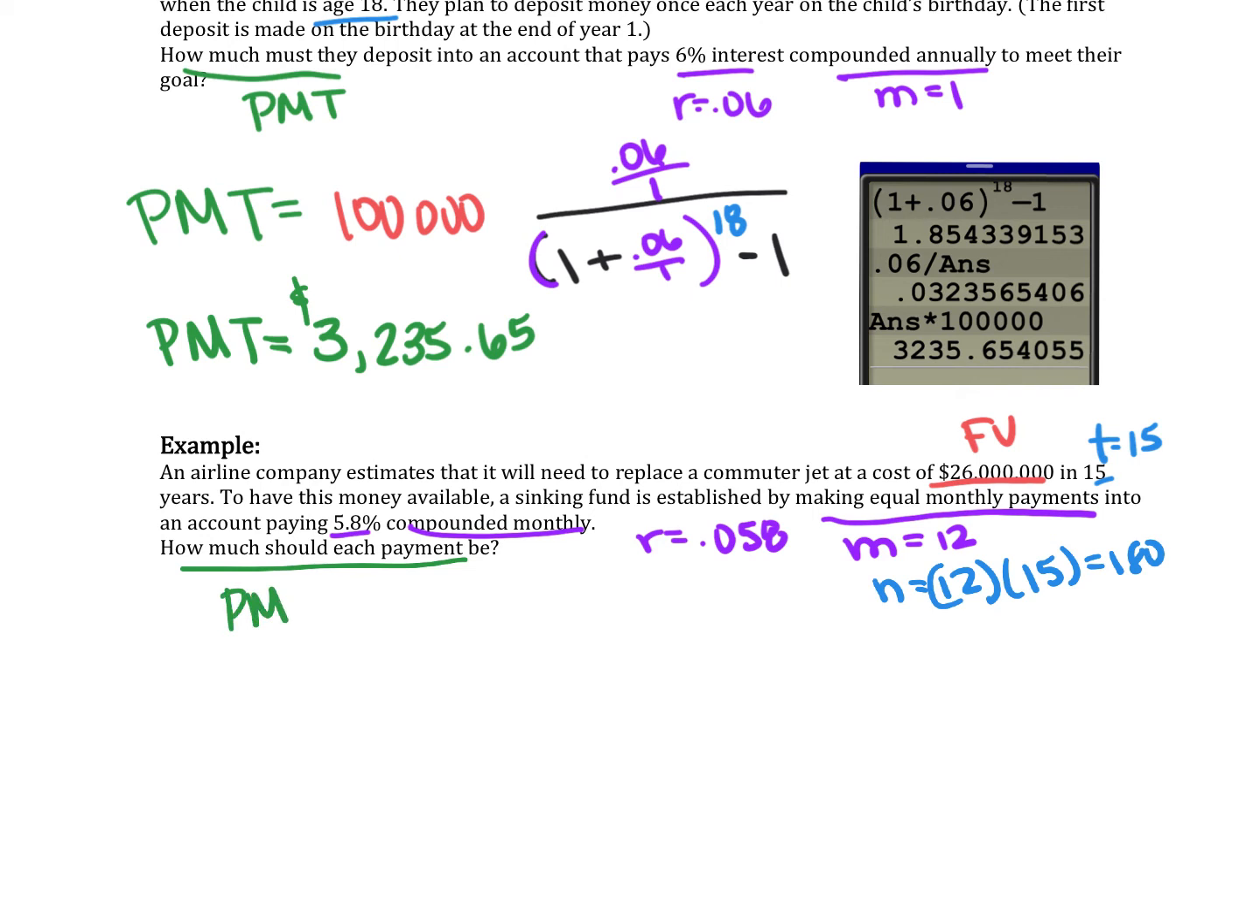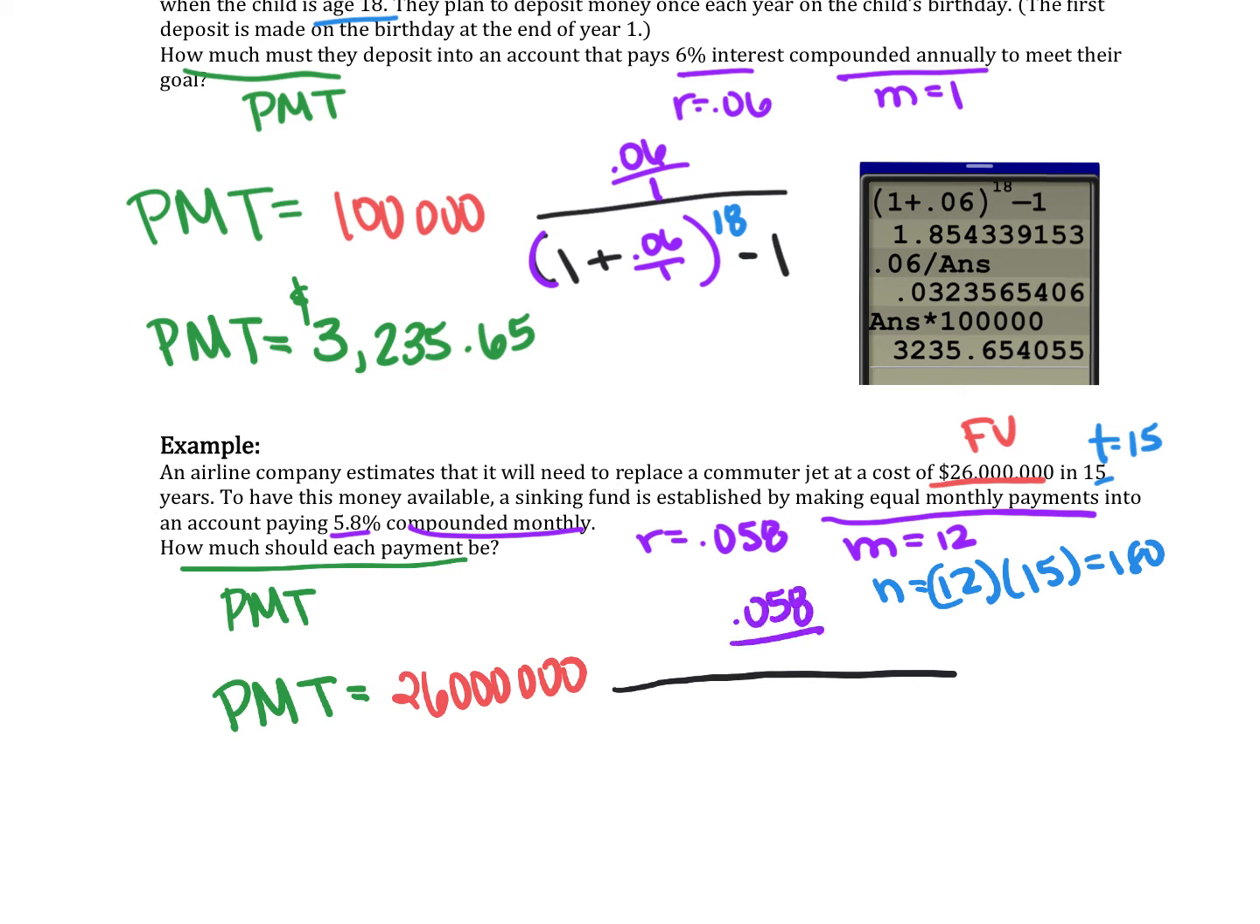So when I set this up, how much should each payment be? I'm looking for PMT. PMT is equal to the future value of the money, which is $26 million, times I. Your I here is equal to 0.058 divided by your M, your R divided by your M, 12, over 1 plus my I, 0.058 divided by 12, raised to the N, which is 180 here, minus 1. So let's go ahead and see how we work this in our calculator.